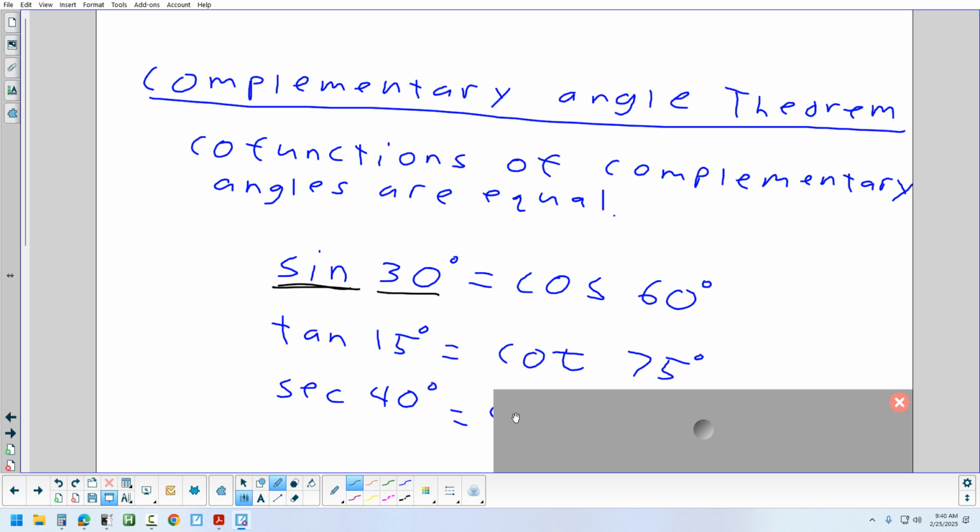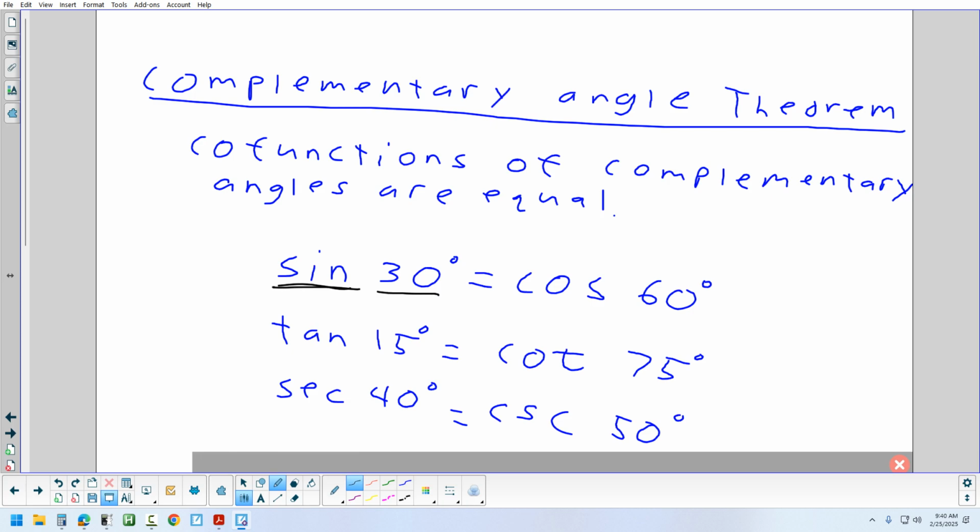So what is the tangent of 15? Well, that I don't know. I'd have to do it out. But it comes out the same as the cotangent of 75. How about the secant of 40? That would be the same as cosecant 50. Yep, cosecant 50.